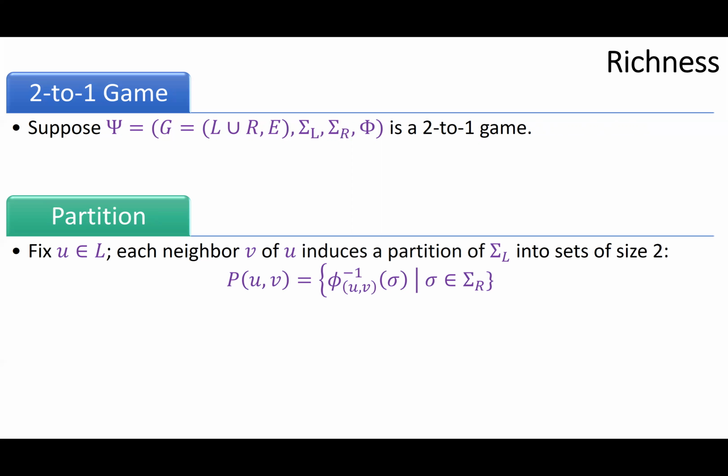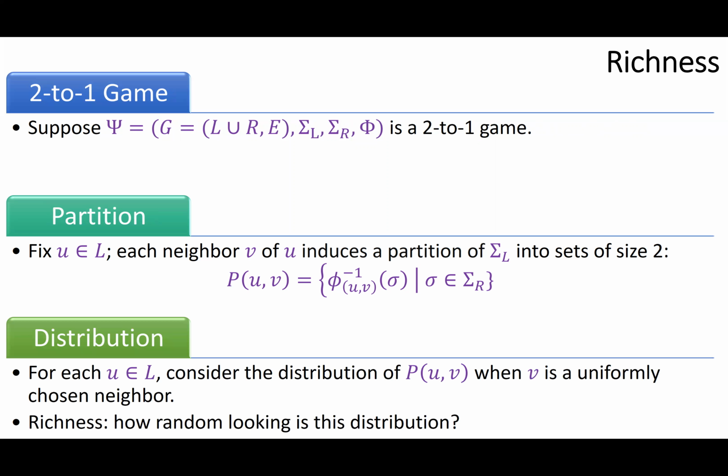And now that we defined this partition, we can look at the distribution of the partitions that is associated with u. So what do I mean by that? Well, for each vertex u, consider the distribution of the partitions P_uv, where you sample v uniformly among the neighbors of u. And the richness parameter that we'll care about sort of measures how random looking this partition looks like among all partitions of sigma L into sets of size 2. Okay, so this is the rough intuition, but now let's make it a bit more precise.